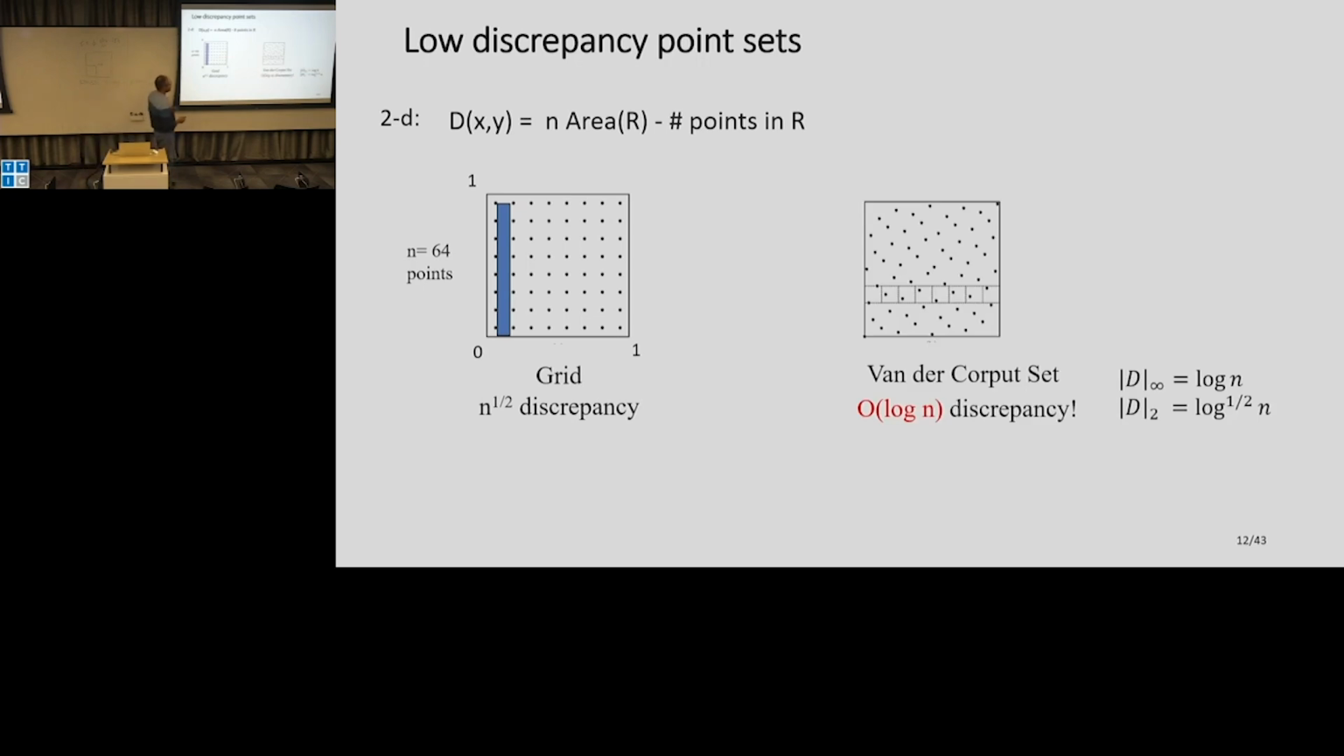Turns out you can do much better. And this was the observation that started this field. In particular, there are these very explicit point sets. One of them is called the Van der Corput set. It was discovered in 1935, almost 100 years ago, and gives you an exponential improvement. The discrepancy of this point set is log n, as opposed to root n.